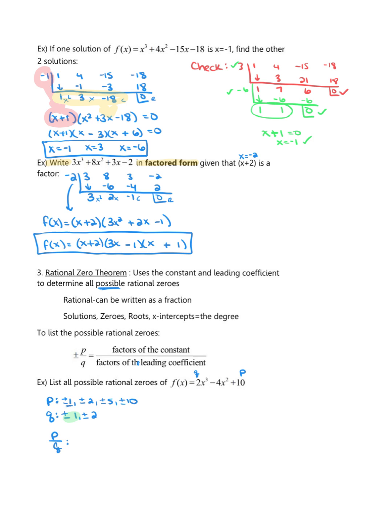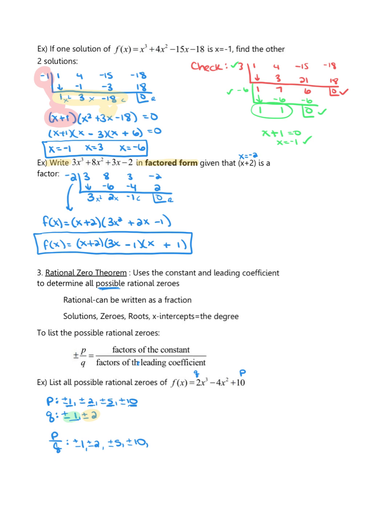So if I start here, 1 over 1 is 1. And then 2 over 1 is 2. 5 over 1 is 5. And 10 over 1 is 10. Now I've finished with that q, so now I'm going to move on to the next q.